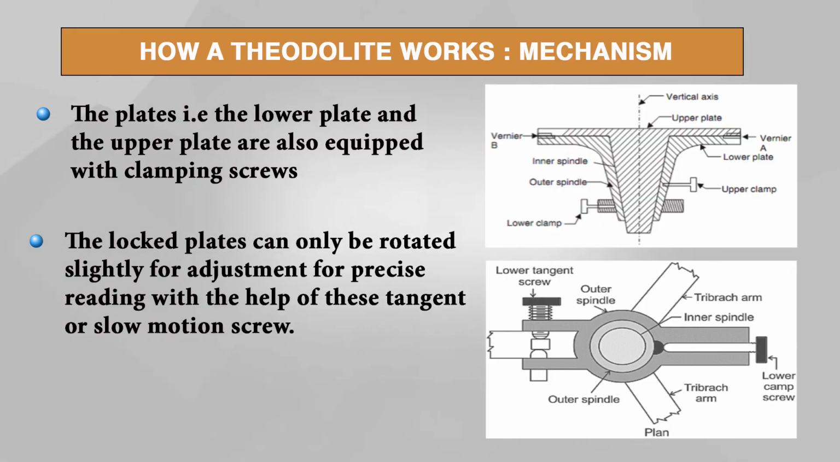Once you have locked the plate, and for accurate bisection, or you want to sight any object precisely, you need to move the telescope or the readings, then you can use this slow motion screw or the tangent screw. The locked plates can only be rotated slightly for precise adjustment or precise reading with the help of these tangent or slow motion screws. Now, things will get more clear.